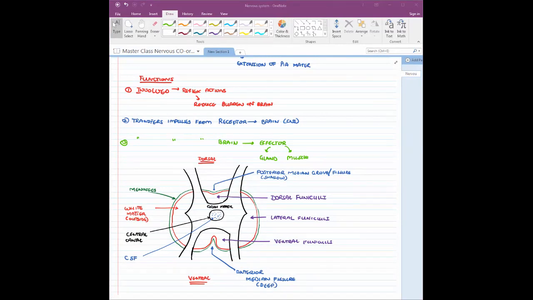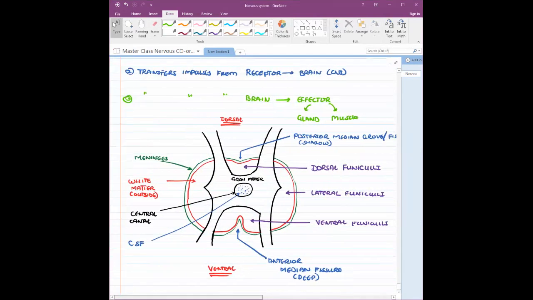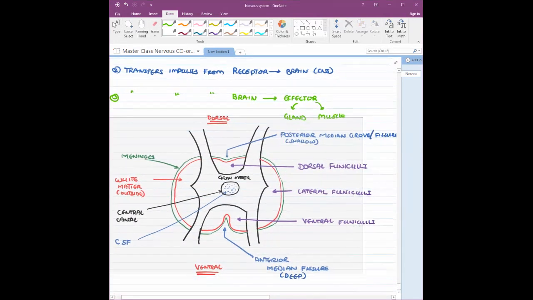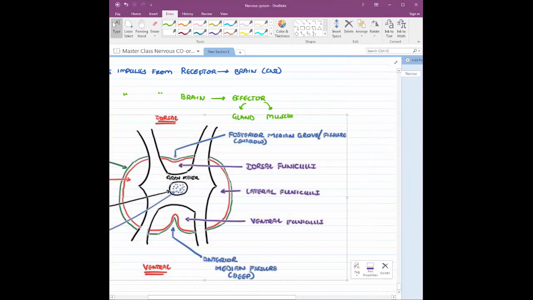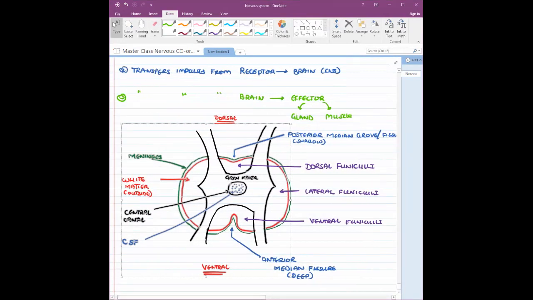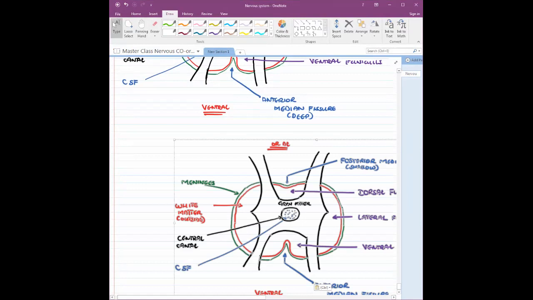Now guys, let me quickly pull this diagram and give you the names of that gray matter. I did not want to spoil that entire diagram and make it really ugly, that is why.